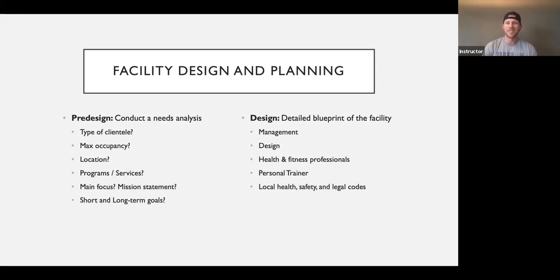So facility design and planning. Let's say you're about to build a gym or putting together a corporate gym or create your own. So you have pre-design. So again, needs analysis, right? What that means is you have to answer these types of questions: who is going to be my clientele? Is it going to be athletes? Is it going to be rehabilitation? Is it going to be elderly, youth, things like that? Max occupancy: how many people can I fit in there? What location? What programs and services am I going to provide?